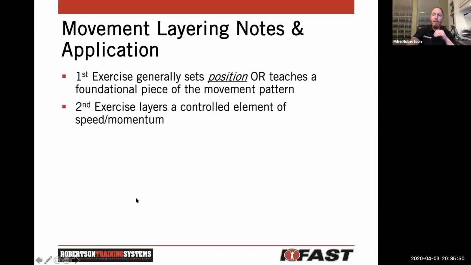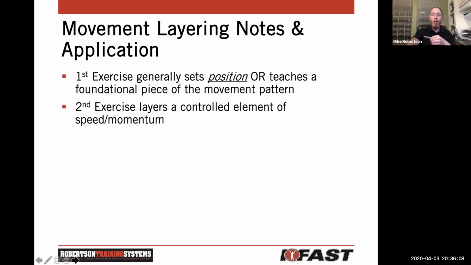The second piece layers in a controlled element of speed or momentum. So think about Kyrie. He learned that hip turn in the first exercise, and then we started to integrate it into a movement, but it was slow. It was controlled. It was rhythmic. We're just trying to help him better understand the positions that we want.